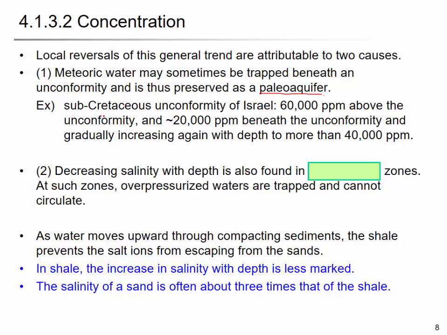So, for example, the sub-Cretaceous unconformity of Israel has 60,000 ppm above the unconformity, but 20,000 ppm beneath it, and then gradually increases again with depth to more than 40,000 ppm. So sometimes you have more saline water at the top and very diluted water at the bottom, but that's because of trapped water. The meteoric water, the rainwater, has been trapped by the geologic structure.